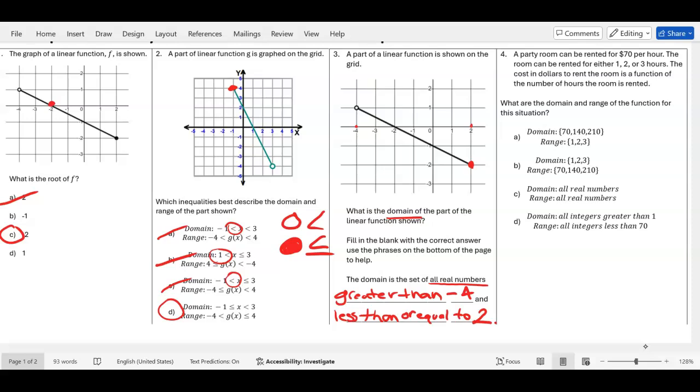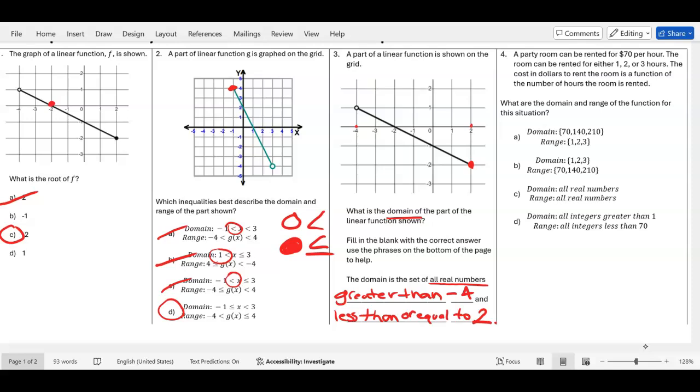Look, you got to be able to do a word problem. You got to be able to read it and interpret it. It's going to keep coming up, so that's why we keep going over it. Let's read this. It says, a party room can be rented for $70 per hour. The room can be rented for either 1, 2, or 3 hours. The cost in dollars to rent the room is a function of the number of hours the room is rented. Okay? I know that's a lot of information, but let's read this. What are the domain and range of the function for the situation?